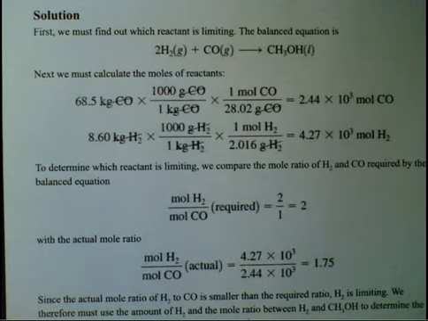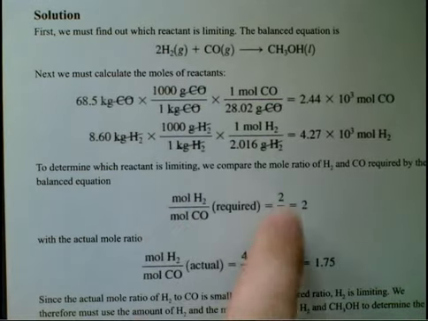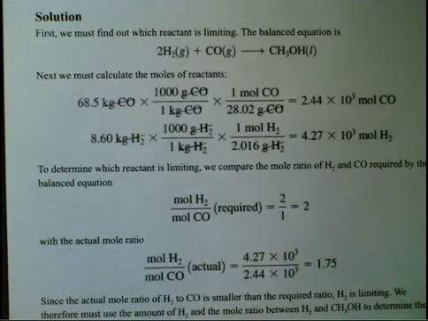So to determine which reactant is limiting, we compare the mole ratio of hydrogen and carbon monoxide that is required by the balanced equation. And so the ratio of hydrogen to carbon monoxide is 2 to 1, right? 2 to 1. And so if we divide that out, that's 2. It's a whole number.